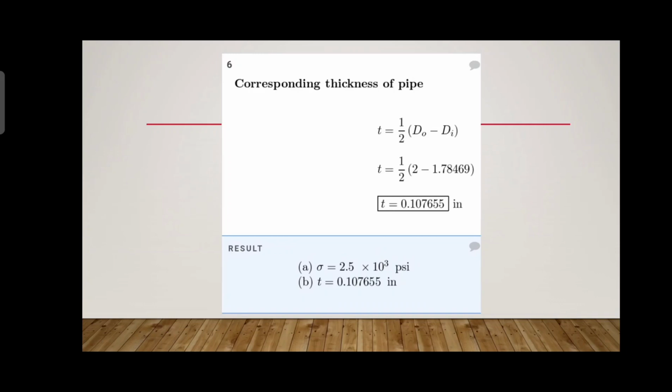And the result is, the answer to A is sigma equals 2.5 times 10 to the power of 3 psi. And in the problem B, T equals 0.107655 inches.